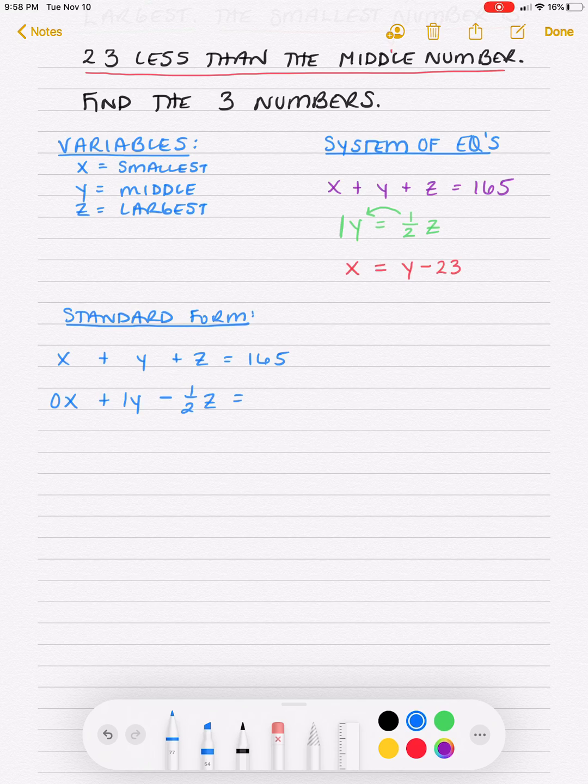And what is that going to leave me? If I minus the 1/2 Z over, what's that going to leave me with right here? Well, that's going to leave me with 0. Okay? So let's get this last equation in standard form.